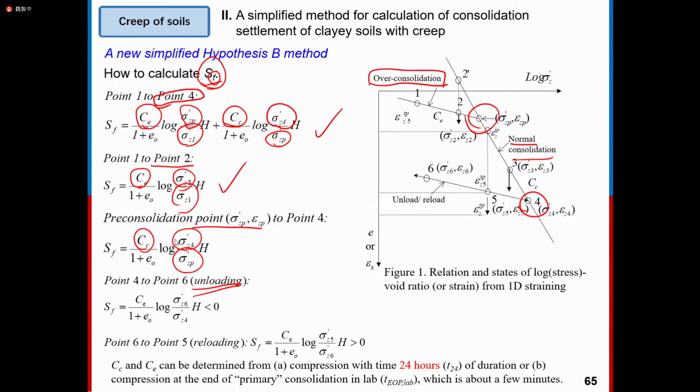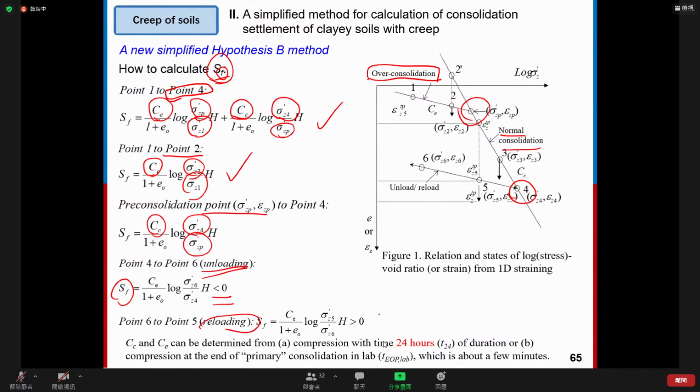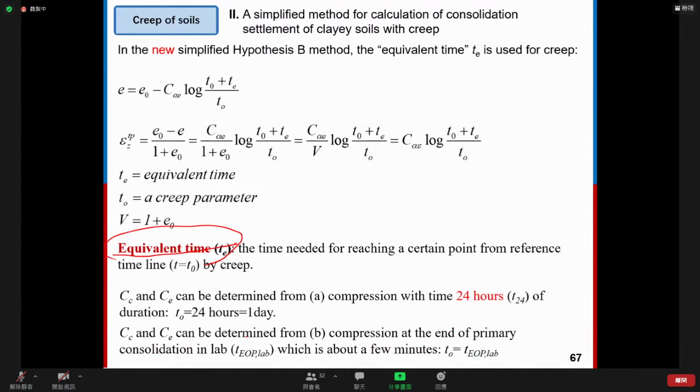For the unloading, from point 4 to point 6, the SF will be smaller than 0 because this is unloading, or we call it a rebound stage. The stress is released, okay, from a larger value to a smaller value. So again, for the reloading, we use this one and the final and initial slopes, okay? SF should be quite simple.